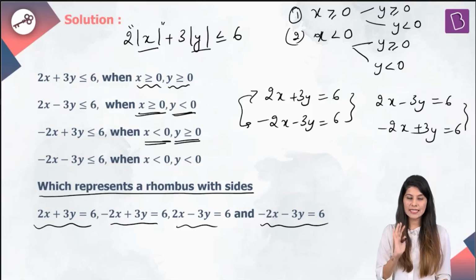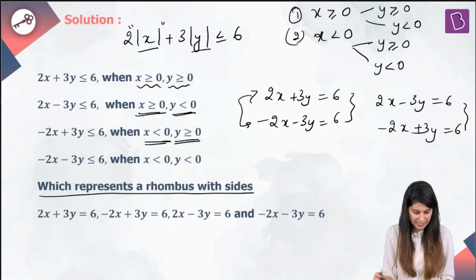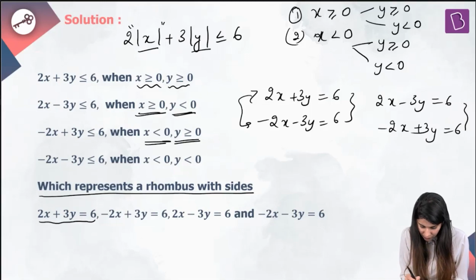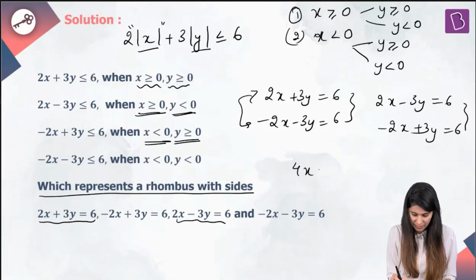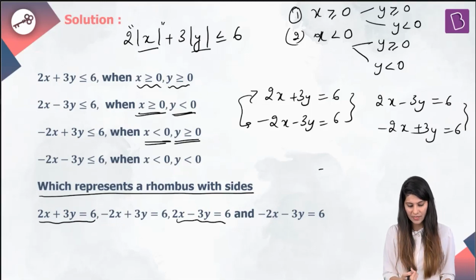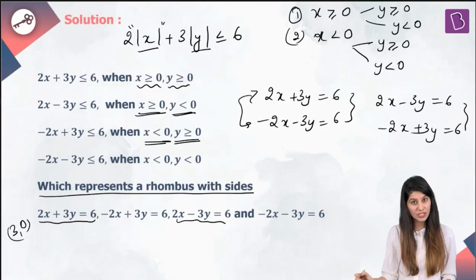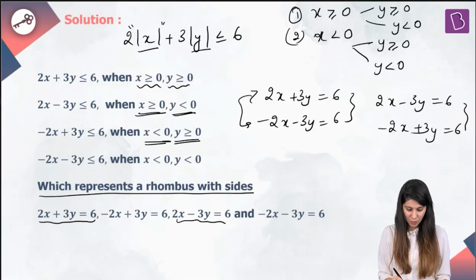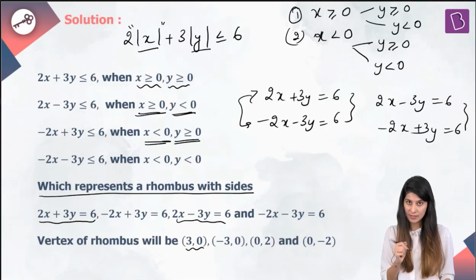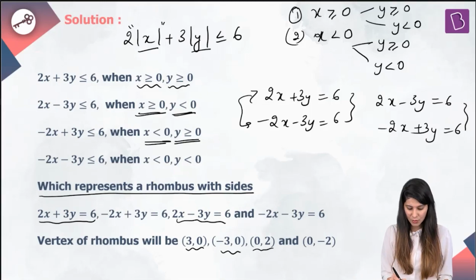For the rhombus, let's calculate the vertices one by one. To calculate a vertex, we need to solve the lines. If you solve these 2, you just add the 2 equations, so 4x equals 12, x would be 3, and y would be 0. So (3, 0) is one of the vertices. Similarly, if you solve each and every pair, you get (-3, 0), (0, 2), and (0, -2).